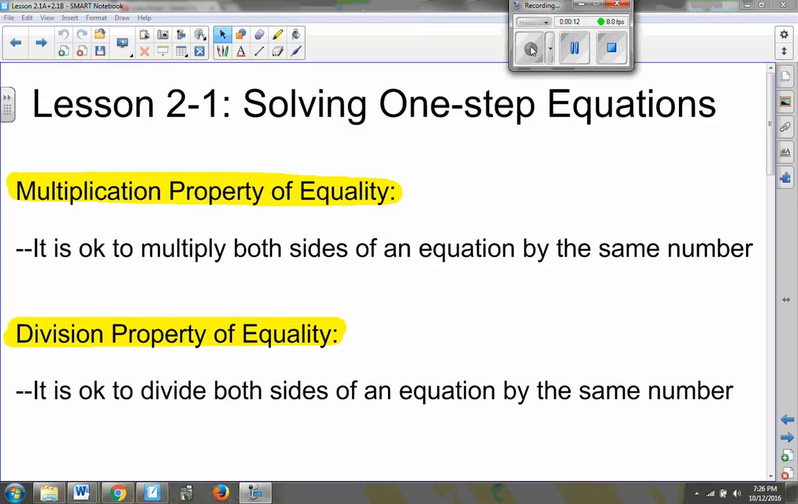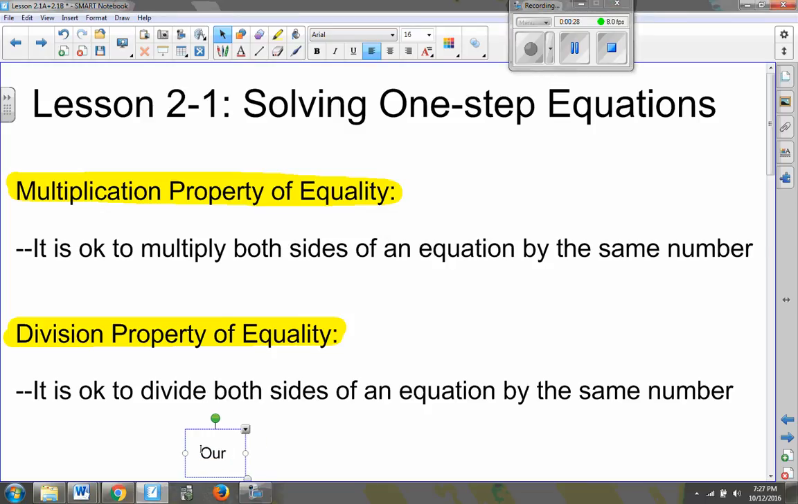As we talked about in our last video, we have these properties of equality that we get to use to undo things that are currently being done to our variable. Reminder that our goal is always to isolate our variable, which means get it all by itself.